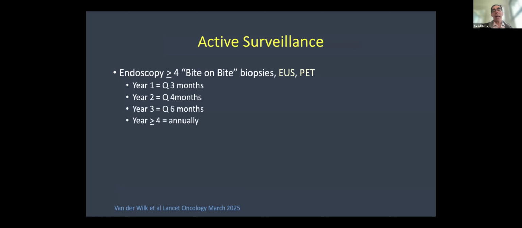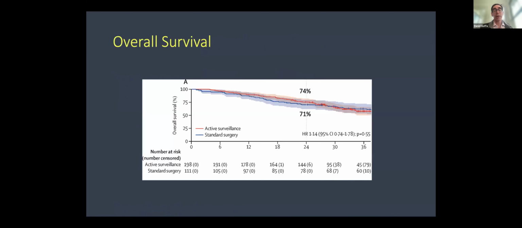And if you were getting active surveillance, then in year 1, you got the bite-on-bite biopsies, the EUS, and the PET scan every 3 months. Year 2, it was every 4 months. Year 3, every 6 months. And then after the 3rd year, it was annually.